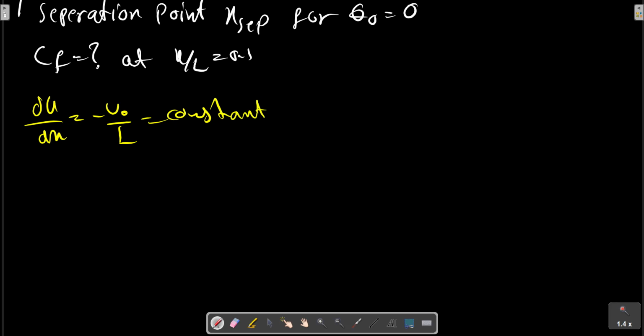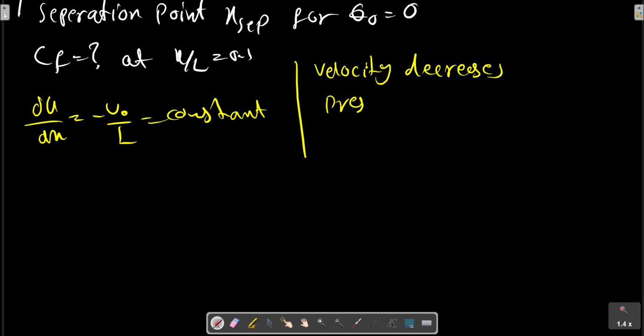Velocity decreases, pressure increases, and the pressure gradient is adverse throughout.